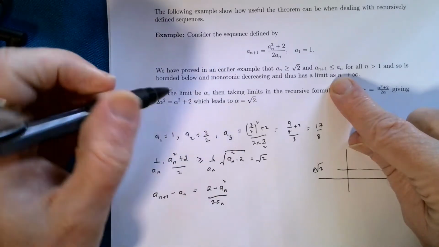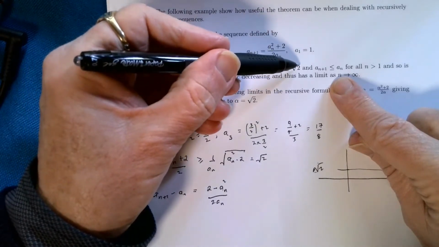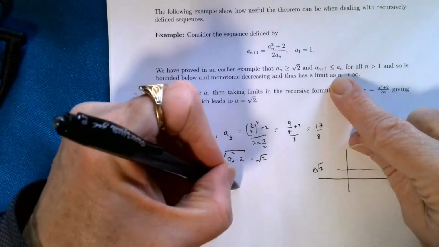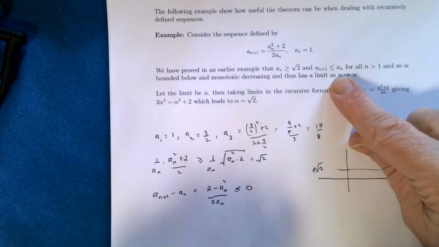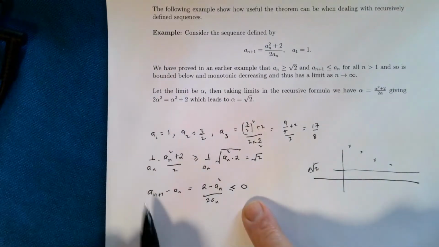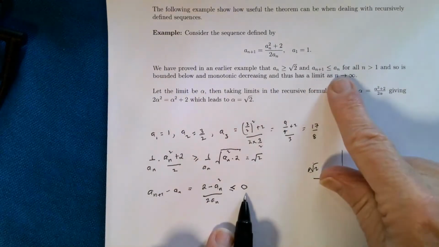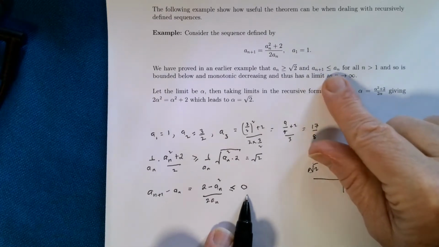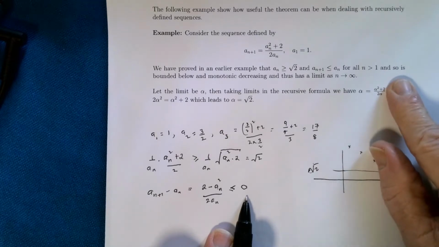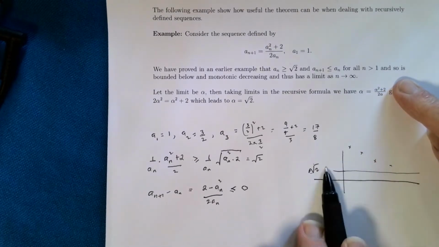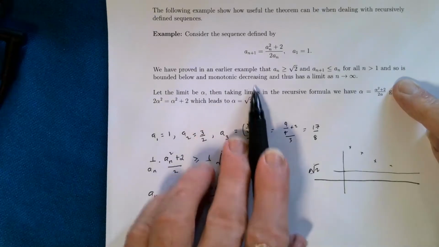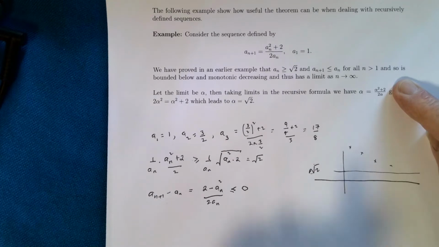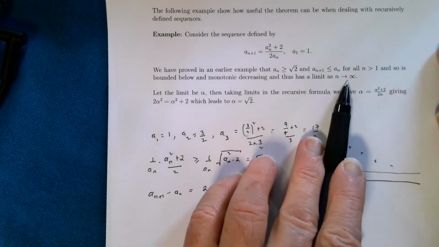And because a_n is bigger than root 2, a_n squared is bigger than 2, and so this was negative. That's the same as saying that a_(n+1) is less than a_n. So that's what we did before in a previous recording, just to remind you. That tells me that the sequence is bounded below. There's a brick wall here at root 2, and it's monotonic decreasing. It's getting smaller. And so by the monotone convergence theorem, it has a limit as n goes to infinity.